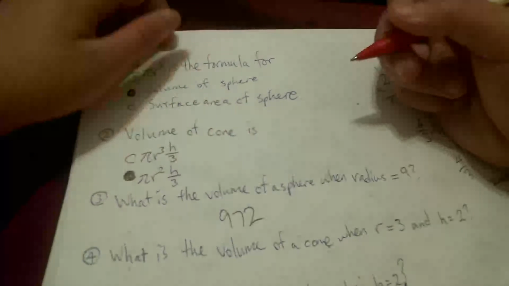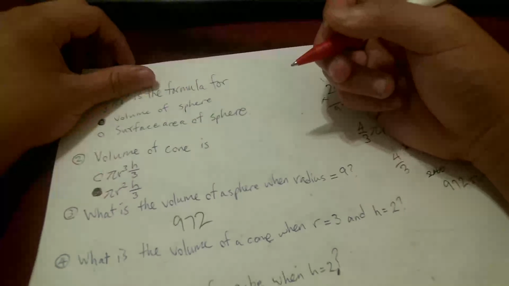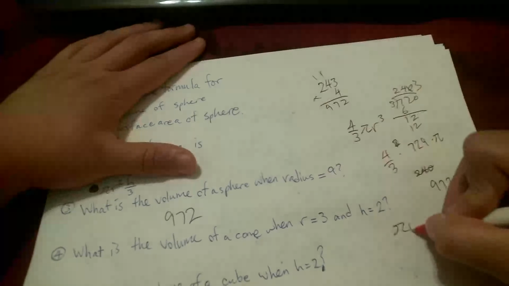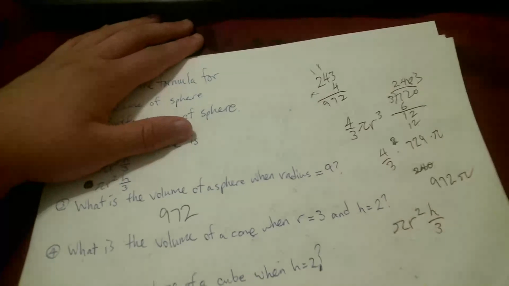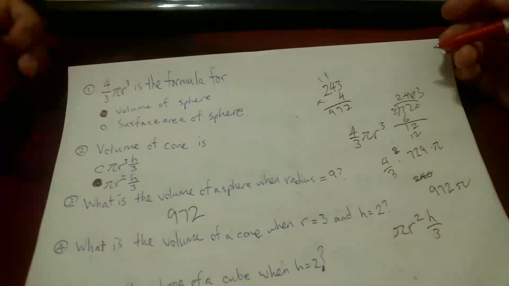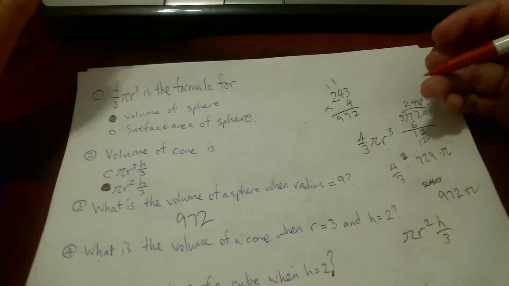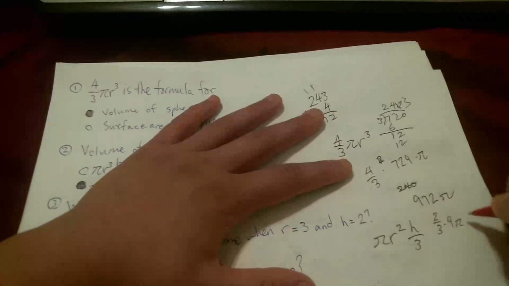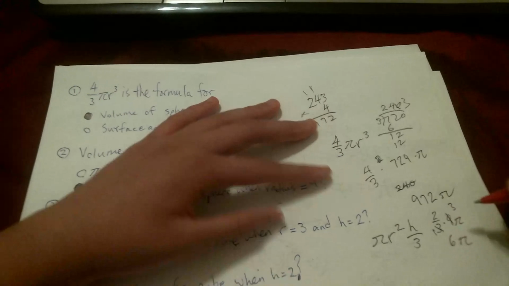Alright, so let's do the fourth one. That one asks, what is the volume of a cone when r equals 3 and h equals 2? The volume of a cone here is pi times r squared times h over 3, or of course h times 1/3. But we'll just do it like this now. When r equals 3, which is the radius, that would be 3 squared, which is 9. So 9 pi times h equals 2. So 2/3 times 9 pi. We can also do this: 6 pi is our final answer here.